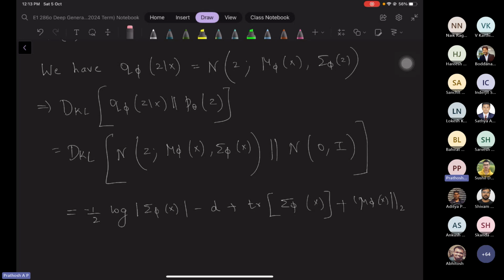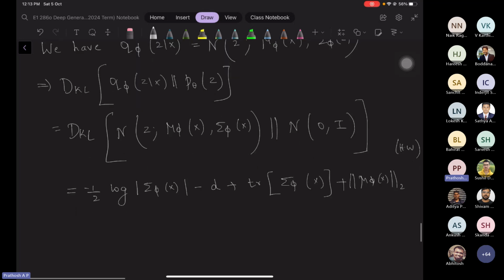You can show that the KL between two Gaussian distributions can be deterministically found out. You can simply take it as a small homework and do this. Okay, yeah, this is what it is. So KL now is simply a function of sigma phi of x and mu phi of x.